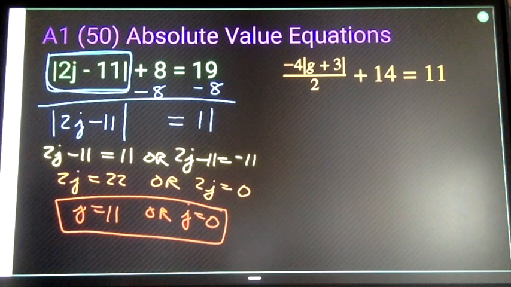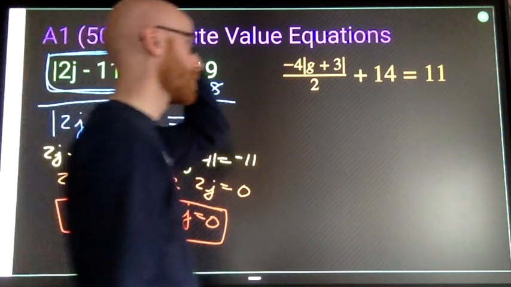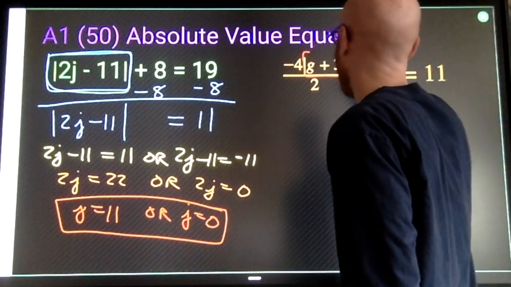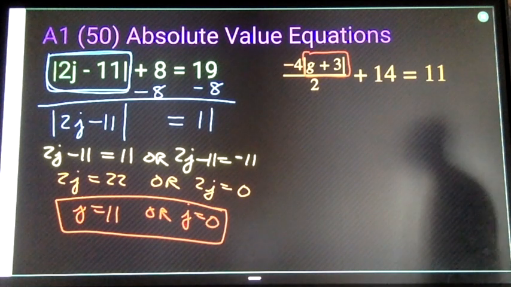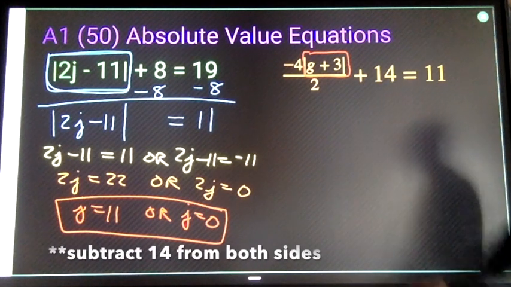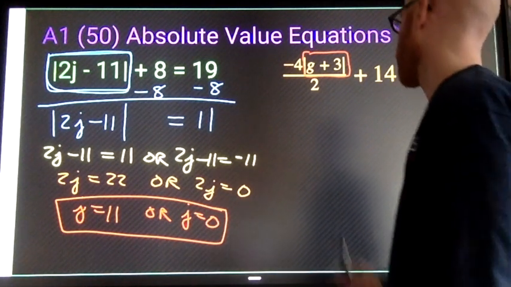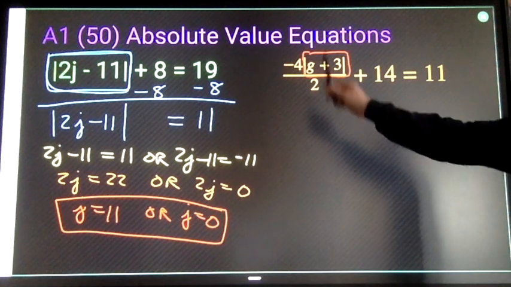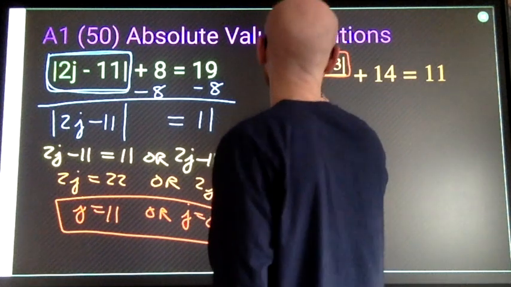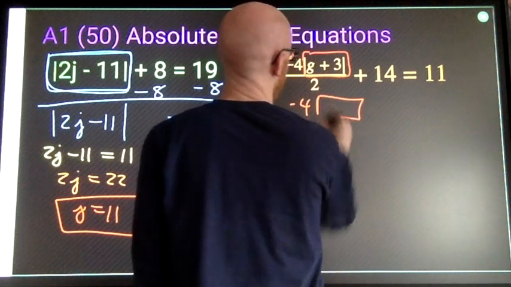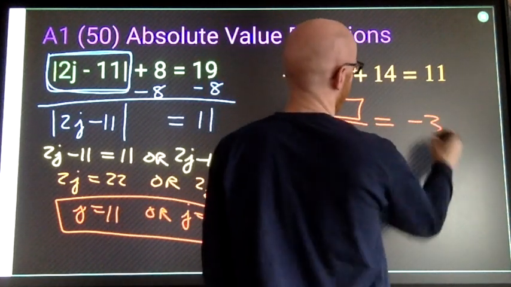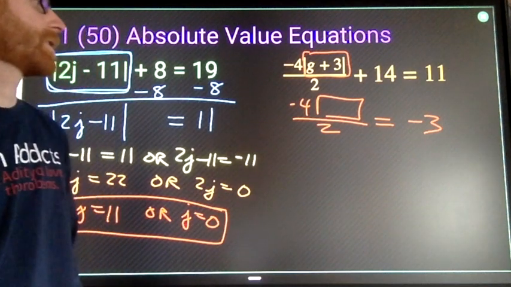All right. This guy over here, same kind of deal. Treat this absolute value like it's a variable. So we have a couple steps we need to do before we have that thing isolated. We need to add 14 to both sides. We need to multiply both sides by 2, and we need to divide both sides by -4. So we've got -4 absolute value over 2 equals -3. All right, 11 minus 14 is -3.